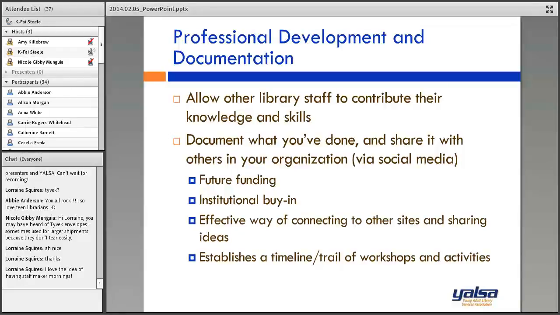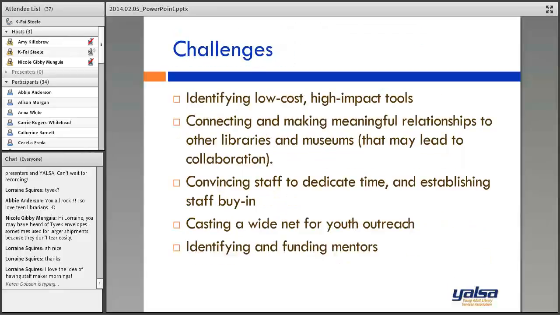It's also a really great way of connecting to other people and sharing ideas. We try to share as much as possible. And it also establishes a timeline or trail of whatever you're doing, because sometimes you forget, like, did we do that last year? Did we do that this year?